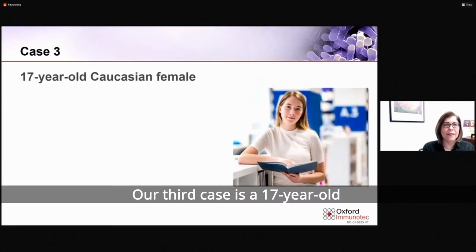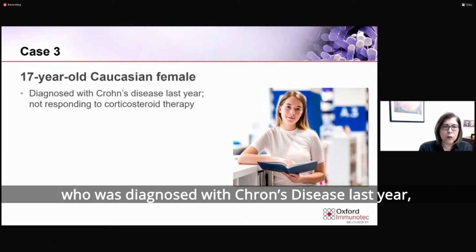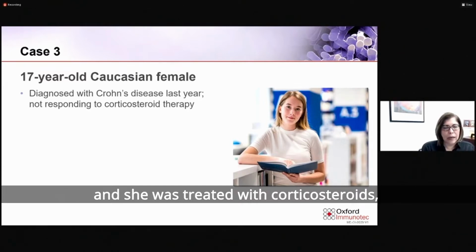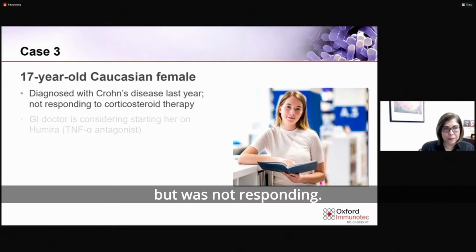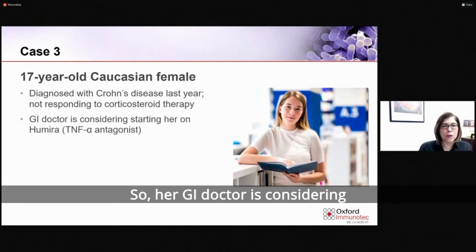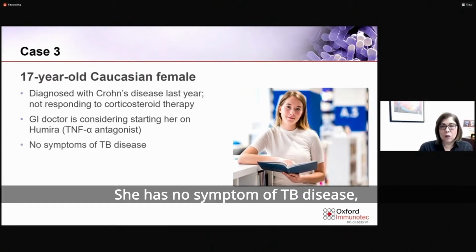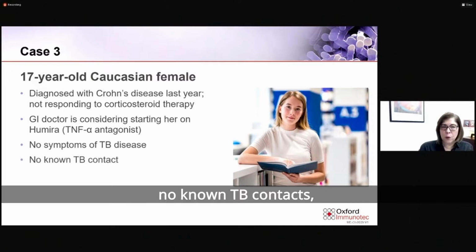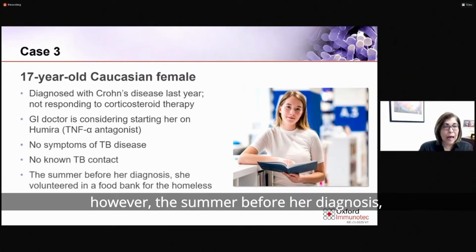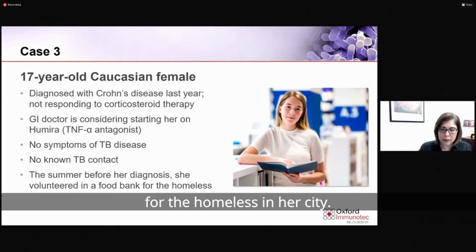Our third case is a 17-year-old Caucasian female who was diagnosed with Crohn's disease last year, and she was treated with corticosteroids but was not responding. So her GI doctor is considering starting her on Humira, which is a TNF-alpha antagonist. She has no symptoms of TB disease, no known TB contacts. However, the summer before her diagnosis, she volunteered in a food bank for the homeless in her city.